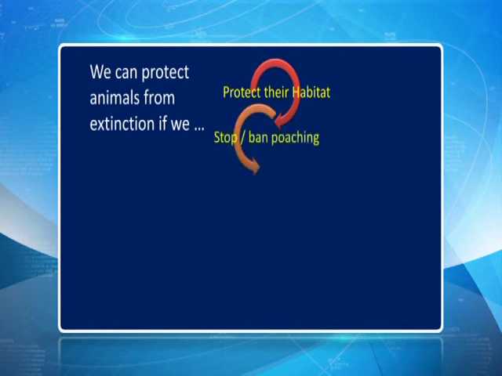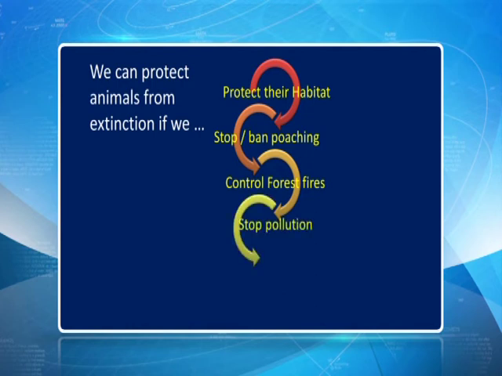Or we can stop or ban poaching, that is killing and hunting animals. We can also control forest fires and stop pollution and control global warming. This is for the benefit of animals and for us as well.